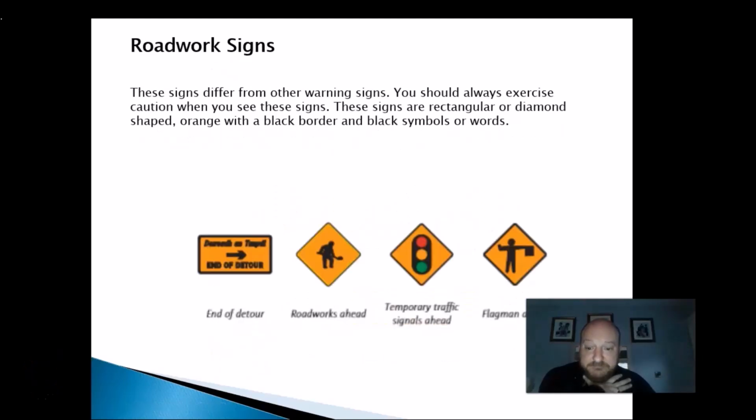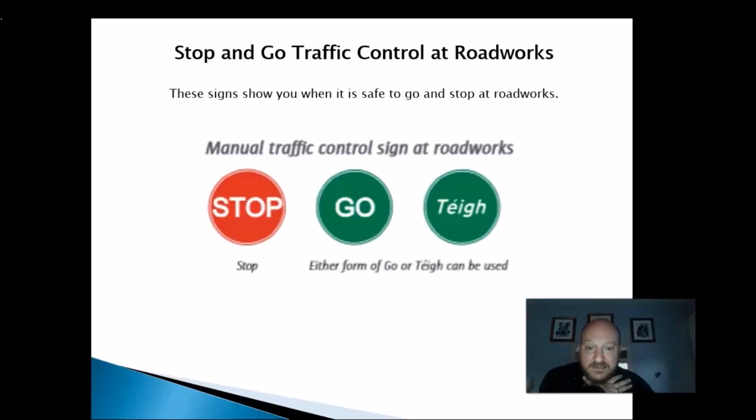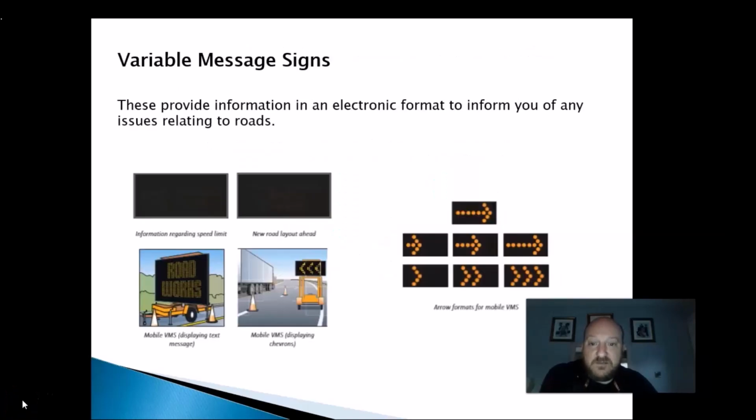Roadwork signs, end a detour, roadworks ahead, temporary traffic lights, flagman ahead. And again, a flagman or a pointsman as it's sometimes called, might be using a stop-go system. It might even be an automated stop-go system. Variable message signs, these signs change.